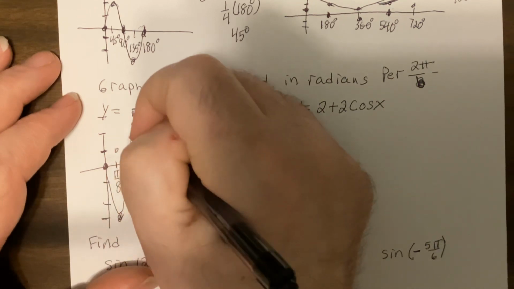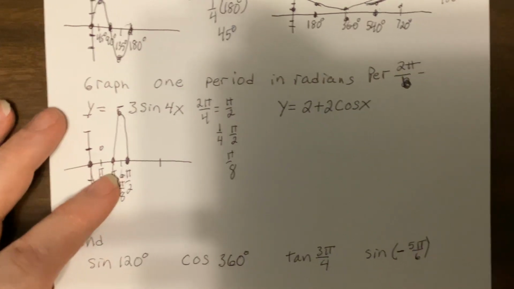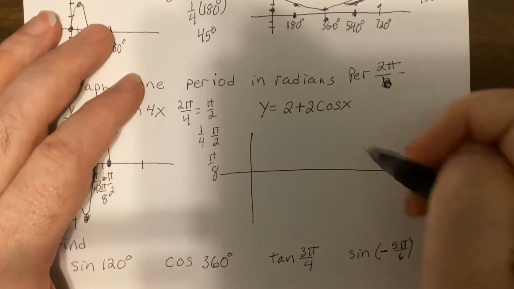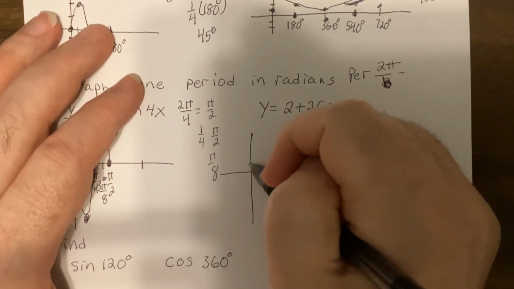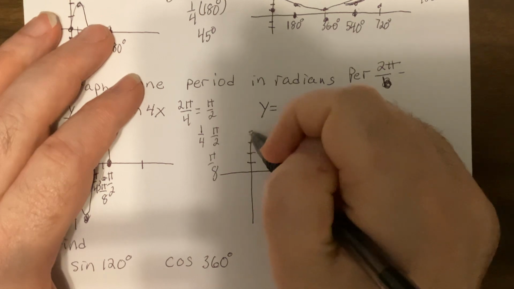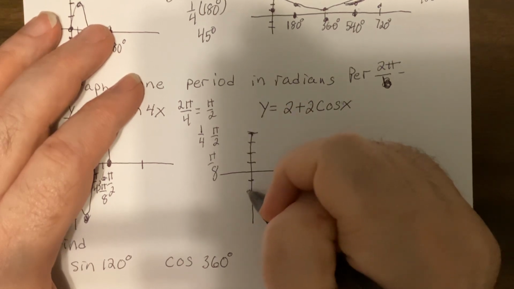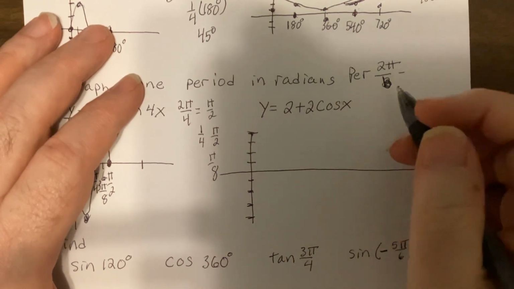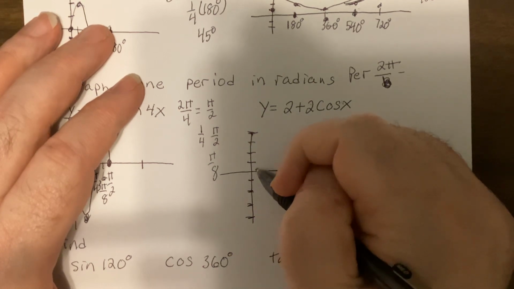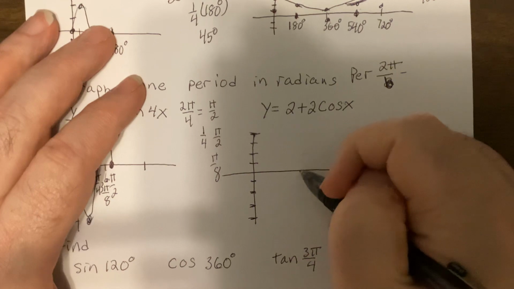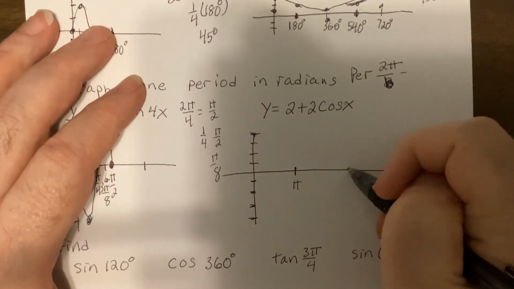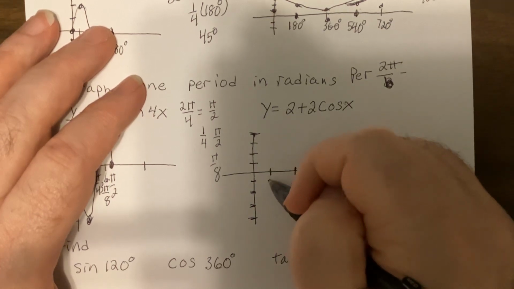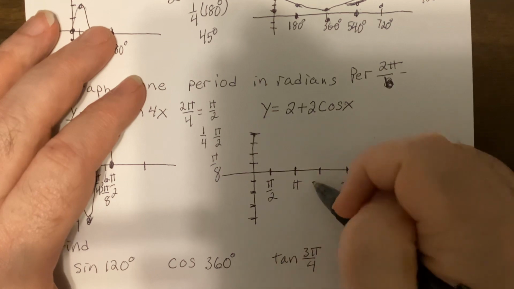So let's look at this one. Notice this doesn't have a period change. So the period would be 2 pi. So if this is 1, 2, 3, there's your pi. 2 pi's. Then we have pi over 2 at the beginning. 3 pi over 2.